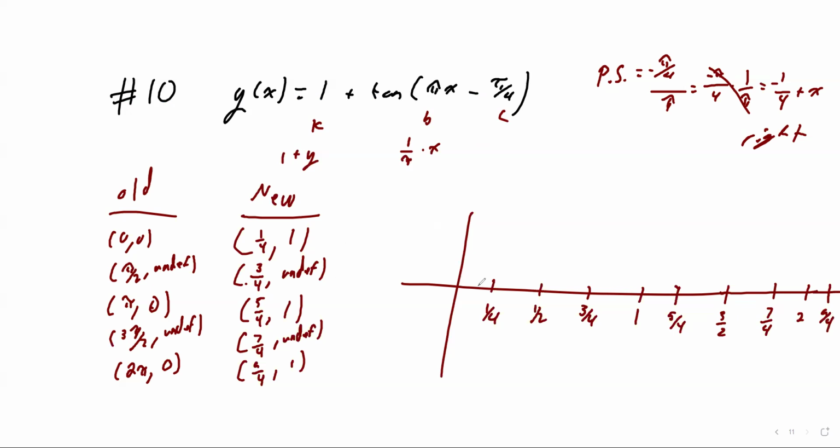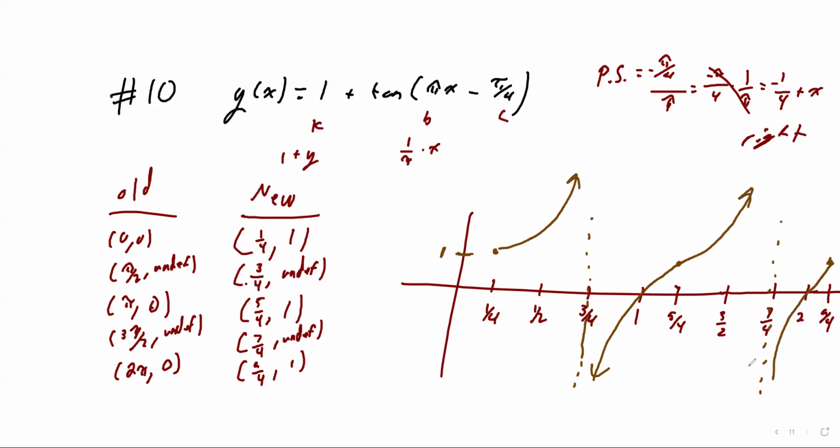All right. Okay, so then we just kind of plug in our stuff. So we'll make sure we have a 1 right here. So 1/4, 1, 3/4 undefined, 5/4, 1, 7/4 undefined, 9/4, 1. Again, nothing's abnormal with this, so therefore this would be a regular tangent. So it'd go like this. There you go. And then you would match it to whatever you needed to match.